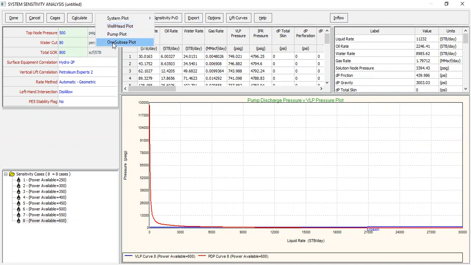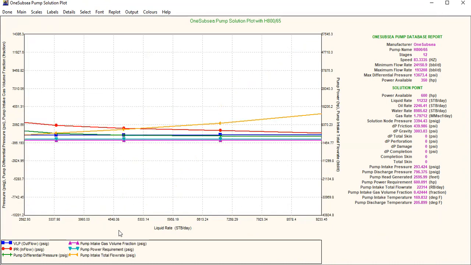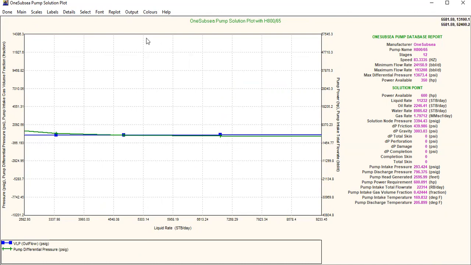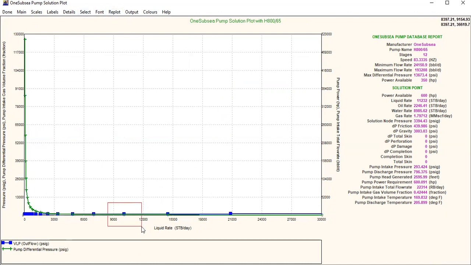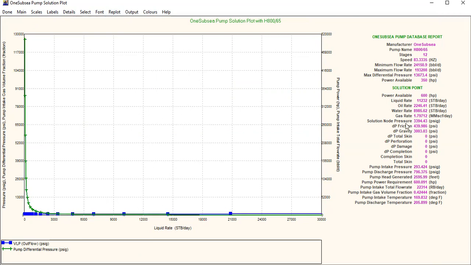So if we go back to the one subsea plot, the intersection should be... Select VLP and PDP only. Let's see. Replot. It's so difficult. Replot. You can see the liquid rate is 11,000, right? 11,200.